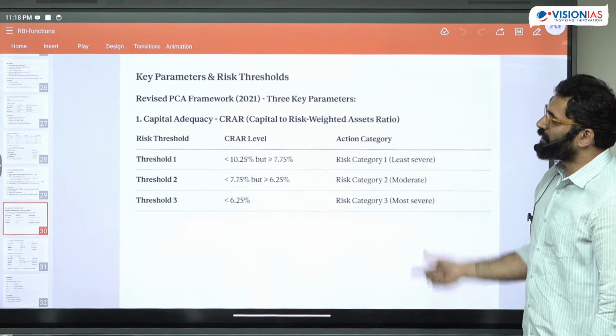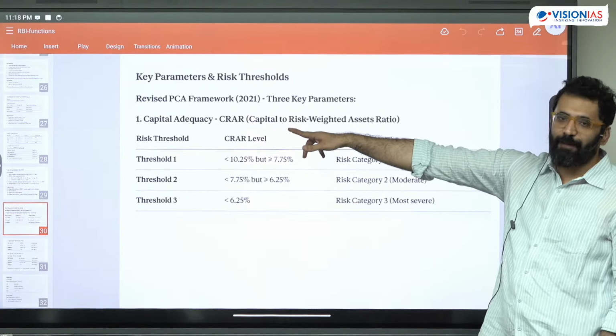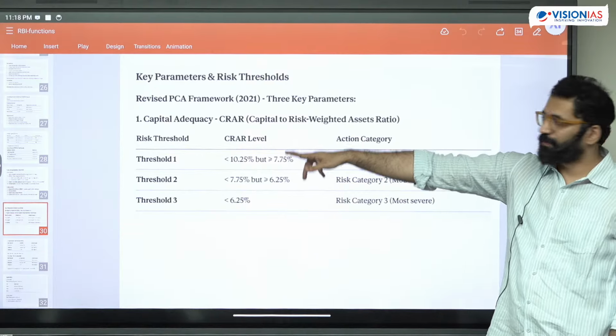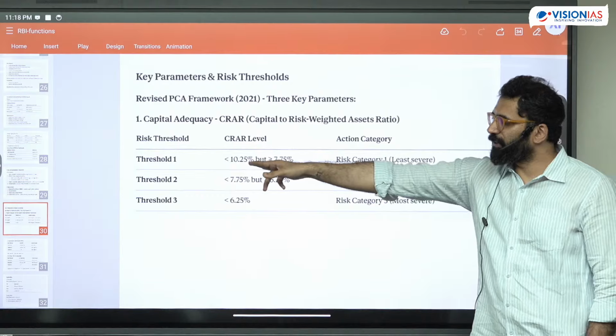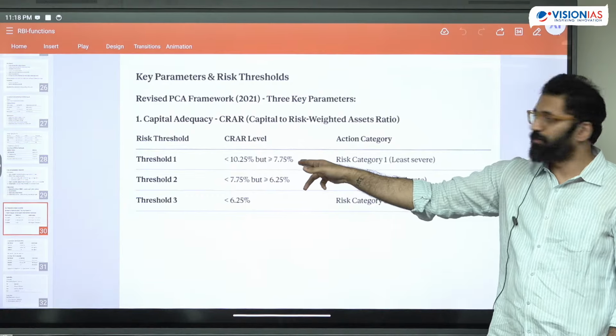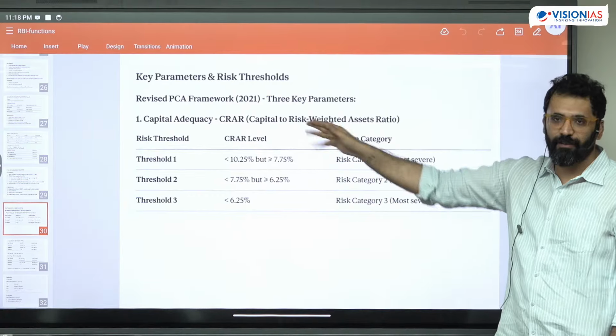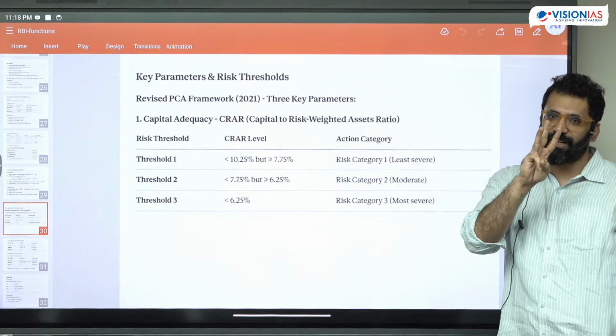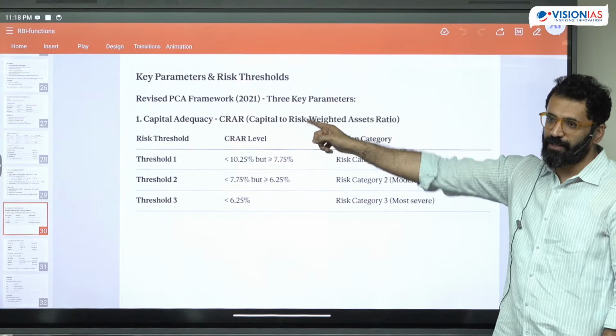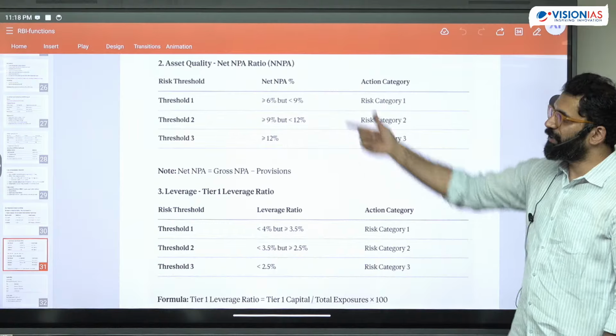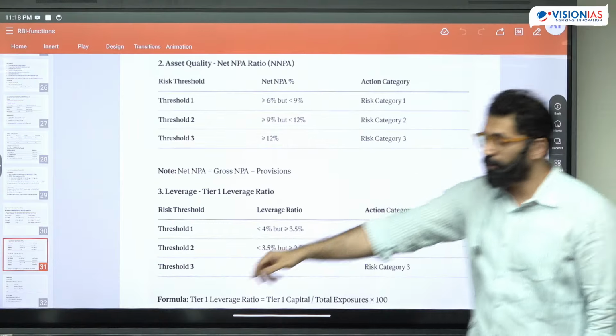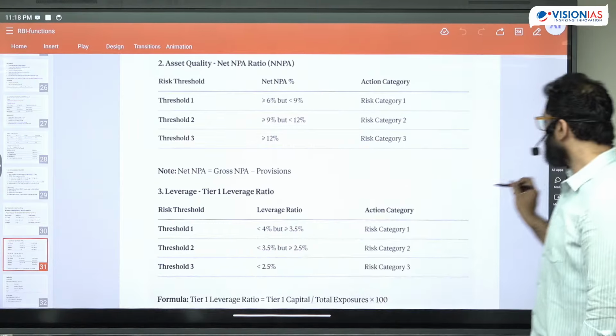What are the thresholds? First threshold for banks is capital to risk weighted asset ratio. Threshold 1 would be less than 10.25 but greater than 7.75. Risk category 1. Similarly, I have risk category. Banks have 3 indicators. First indicator is capital adequacy ratio. Second indicator is asset quality. Asset quality for a bank is net NPA ratio.